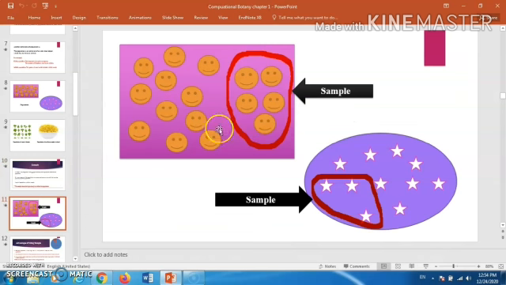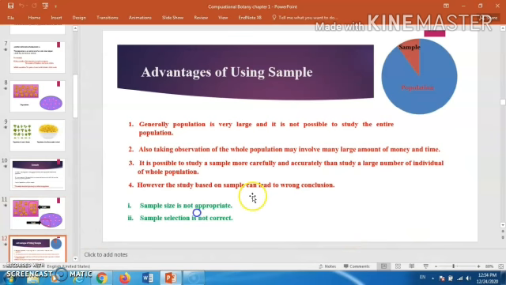Here, look at this, as we have seen. From this number of smiley faces, I have selected 5 smiley faces as the representative of this whole population. Like this, here I have selected 3 stars as a sample to make a conclusion about the whole population.